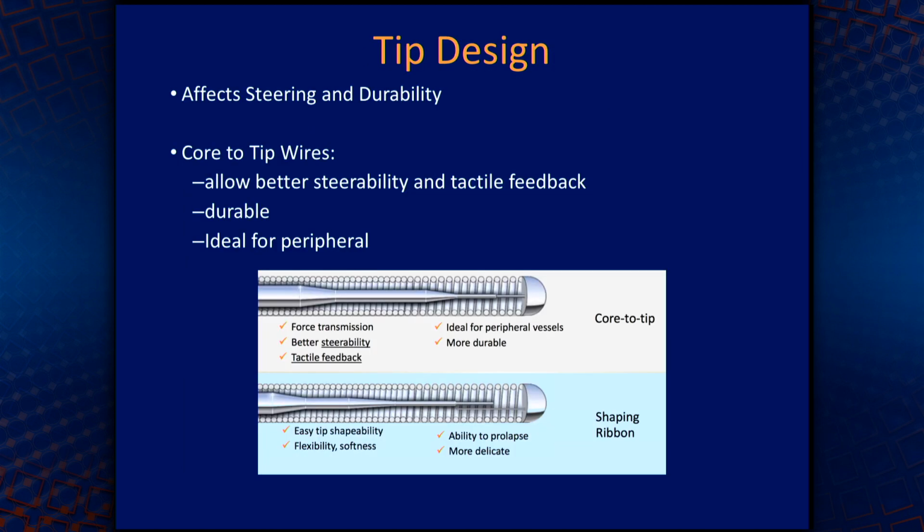What about tip design? Well, the tip design will affect the steerability and the durability of the wire. The core to tip will allow the steerability and the tactile feedback that we have when we're doing the interventions, and the durability of the wire. And the shaping ribbon is important because it will allow us to shape the tip of the wire. It increases flexibility and allows us to prolapse or knuckle the wire if you want to do subintimal dissections.